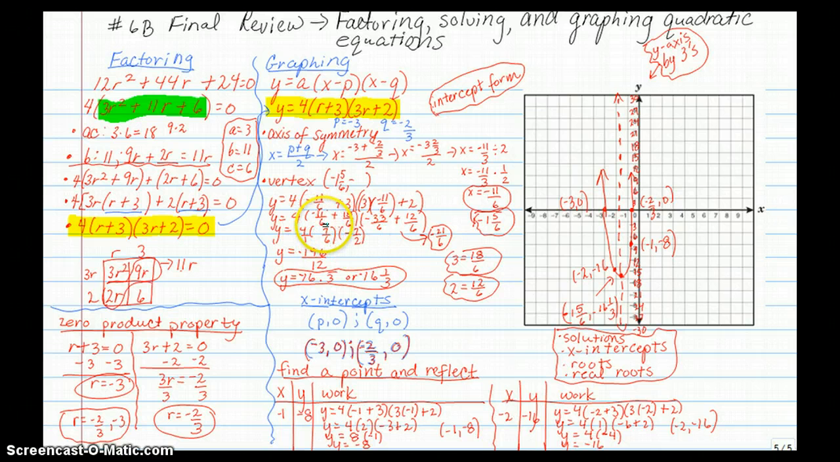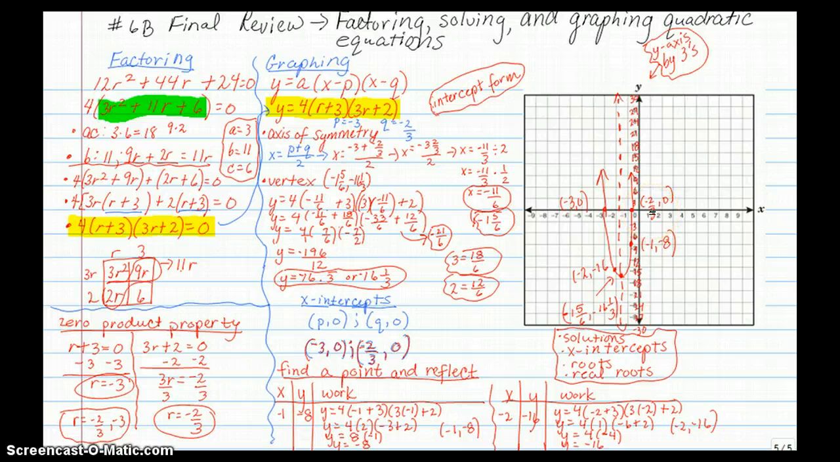So now we have 4 times 7/6 times negative 7/2. So 4 times 7 times negative 7 is negative 196 divided by 12. And when you do that, you end up with negative 16.3 repeating, which is actually negative 16 1/3. So there's your negative 16 1/3.